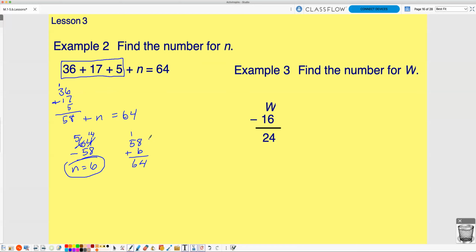So just make sure that you group all three of those numbers together before you determine what n's value is.